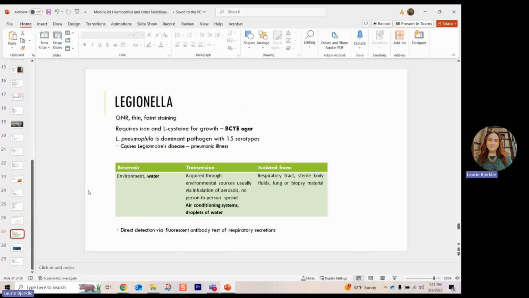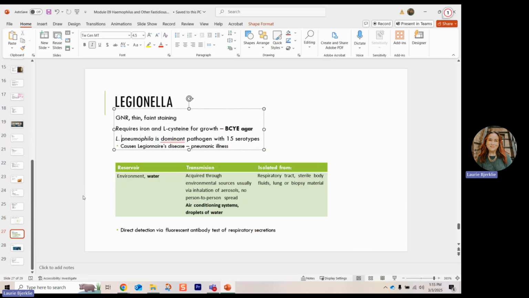The next one is Legionella. So another gram neg rod that's fastidious. This loves to grow on the BCYE agar as well. So Francisella tularensis grew on that agar. This one does too. And the reason why Legionella really likes to grow on BCYE is because it requires both iron and L-cysteine for growth. And that buffered charcoal yeast extract agar, BCYE, gives it those two items so it can grow. So that's where it's fastidious.